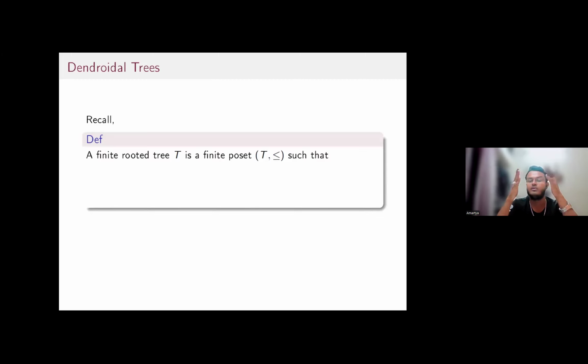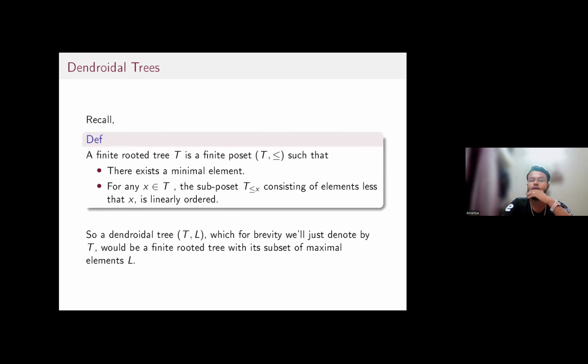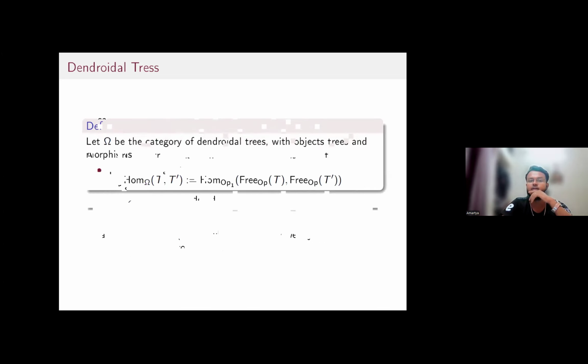Now there are going to be loads of definitions, so it might be a bit boring. So what is a dendroidal tree? First of all, a finite rooted tree is just a poset with a minimal element, such that for every x in T, the subposet of elements less than or equal to x is linearly ordered. That's what I mean by a finite rooted tree. And a dendroidal tree is just T with the set of leaves, which is the subset of maximal elements. For brevity we just denote it by T. That's what a dendroidal tree is.